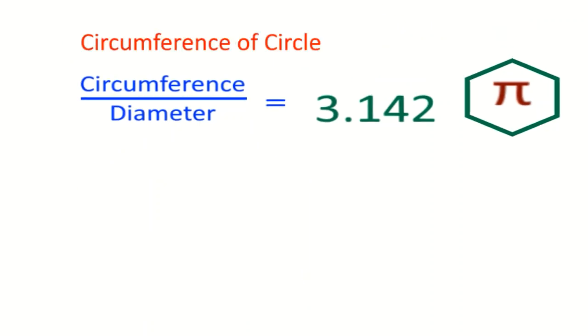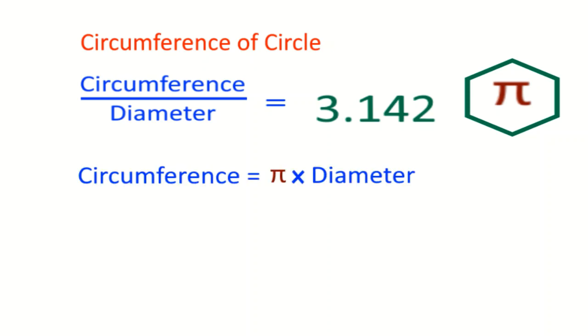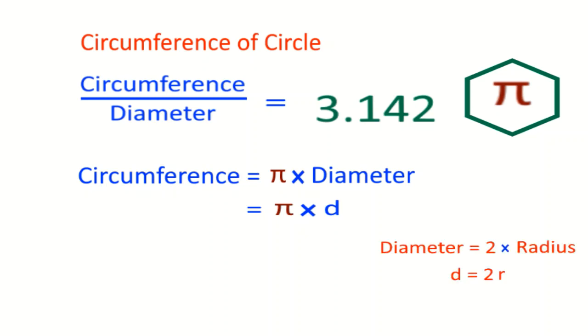So we can find the circumference of a circle by multiplying the constant pi with the diameter of the circle. That can be written as circumference equals pi into d. We know that the diameter is twice the radius. So instead of d, we can write 2r. Hence circumference of a circle equals 2 pi r.